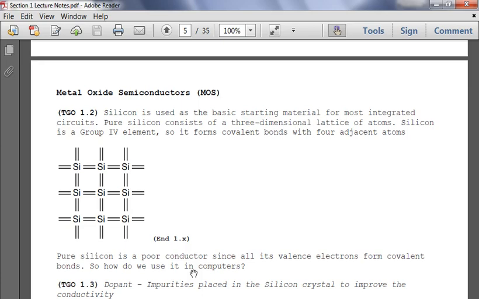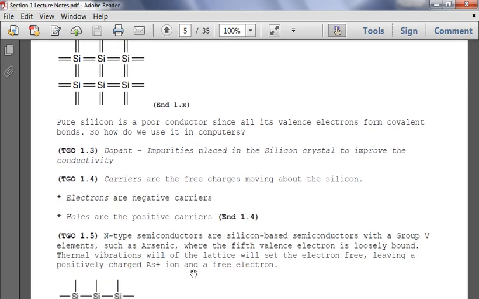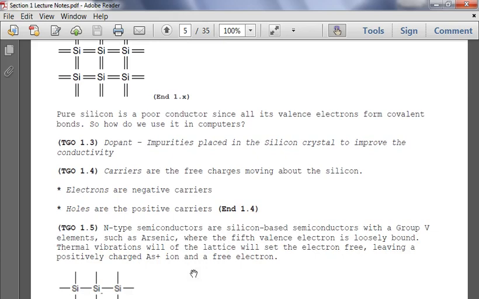So read 1.2. It states silicon is used as the basic starting material for most integrated circuits. Pure silicon consists of a three-dimensional lattice of atoms. Silicon is a group 4 element, so it forms covalent bonds with four adjacent atoms. We will define dopants, this is 1.3, as impurities placed in the silicon crystal to improve the conductivity. And the dopants moving through are going to create what are known as carriers. These are the free charges moving throughout the silicon. Electrons are negative charge carriers, and holes are positive charge carriers.